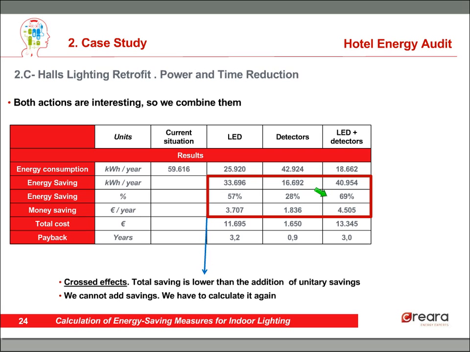This is called cross effects. Cross effects always happen when we apply two or more saving actions to the same group of lamps. We call cross effects the fact that the total savings are lower than the addition of the unitary savings. This happens with the energy saving in kilowatt hours, with the energy saving in percentage, and with the money saving. This doesn't happen with the cost. The cost we can add: the LED cost and the detector cost give the total cost.